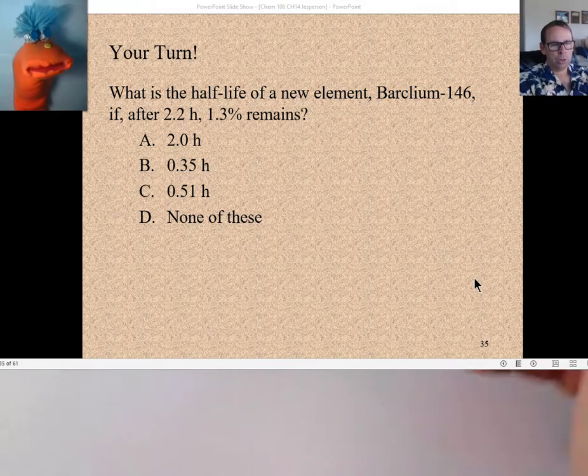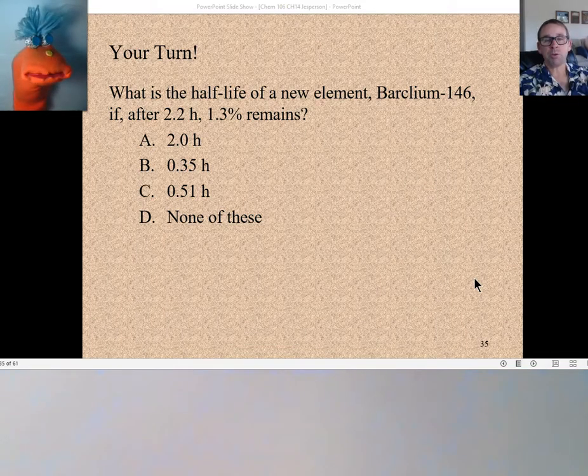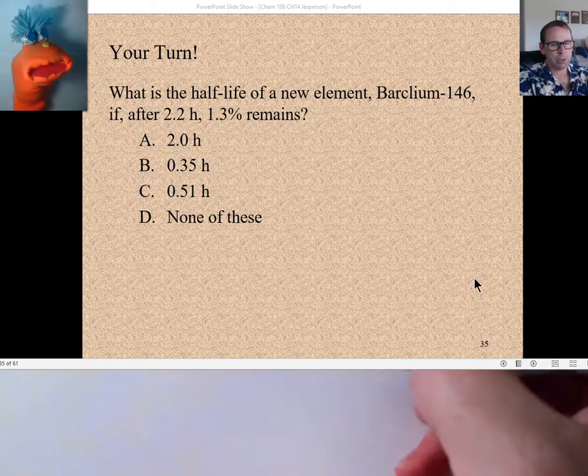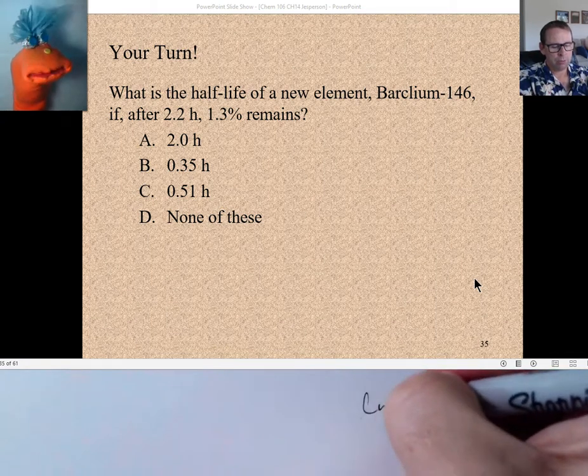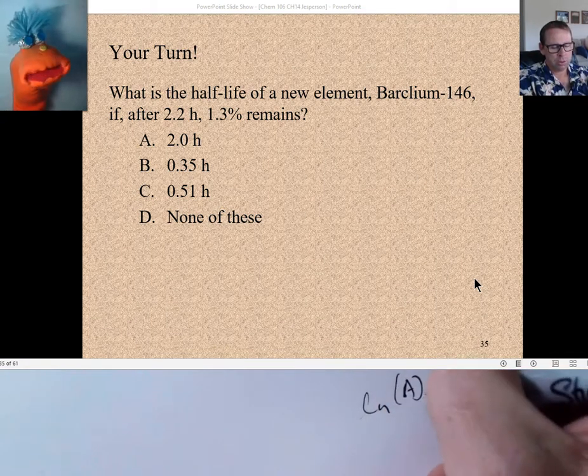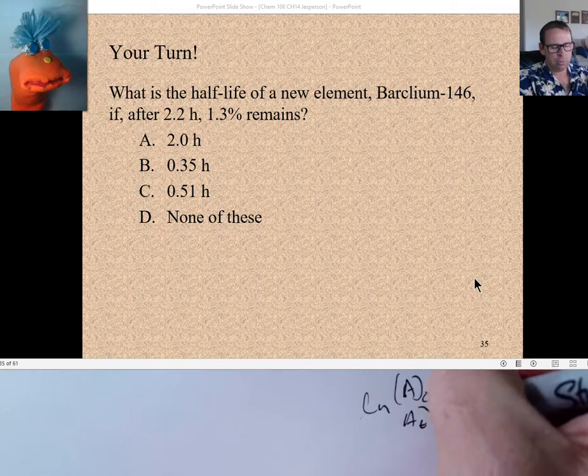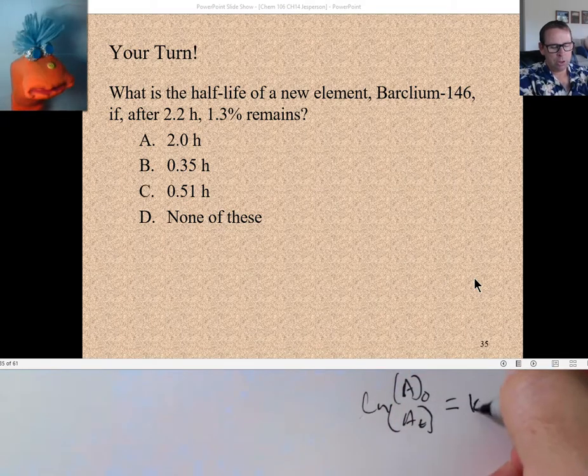Okay, so let's see. Before you do that, let's let everybody at home push pause and try to solve this problem. Okay, this is your exercise. You have to do your exercises. After you've done your exercises and tried your best here, now we're going to walk ourselves through it. So yeah, you use that integrated rate law equation, natural log of the concentration of A initial over the concentration at time t equals kt.